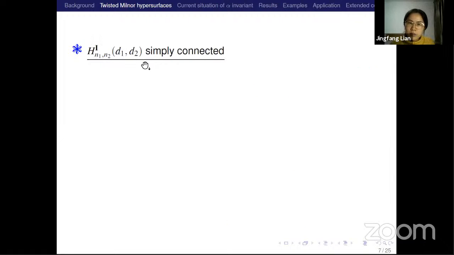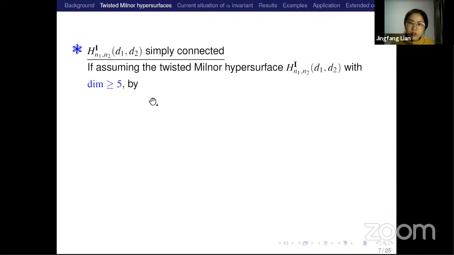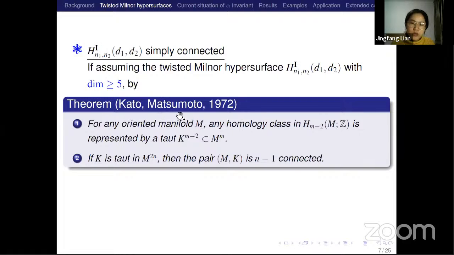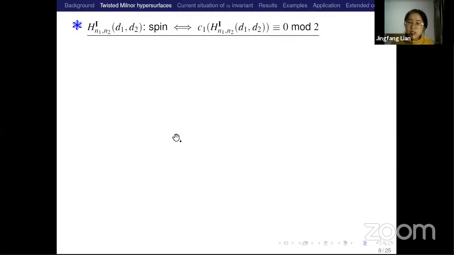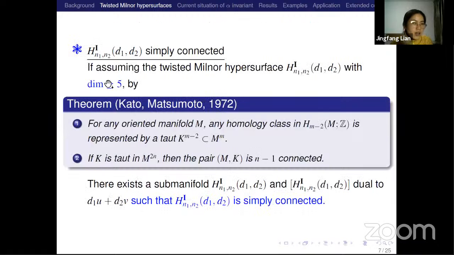In fact, the twisted Milnor hypersurface is simply connected if we assume its dimension is not less than 5, since in 1972, Kato and Matsumoto gave a result telling us that there exists a submanifold, which is just the twisted Milnor hypersurface, with corresponding homology class dual to d1 u plus d2 v, and the twisted Milnor hypersurfaces can be simply connected. So far we have discussed the basic definition and properties of the twisted Milnor hypersurface. If the dimension is not less than 5, then it is naturally simply connected.